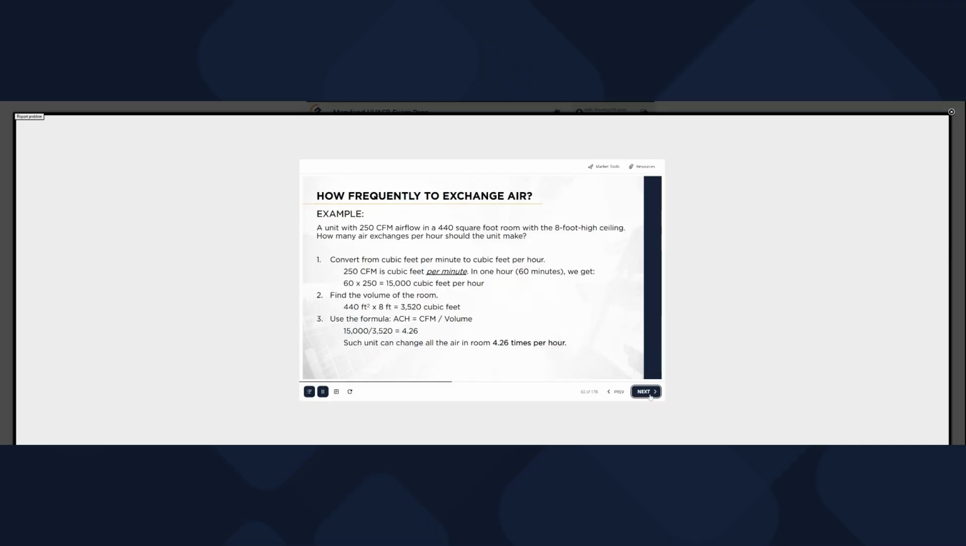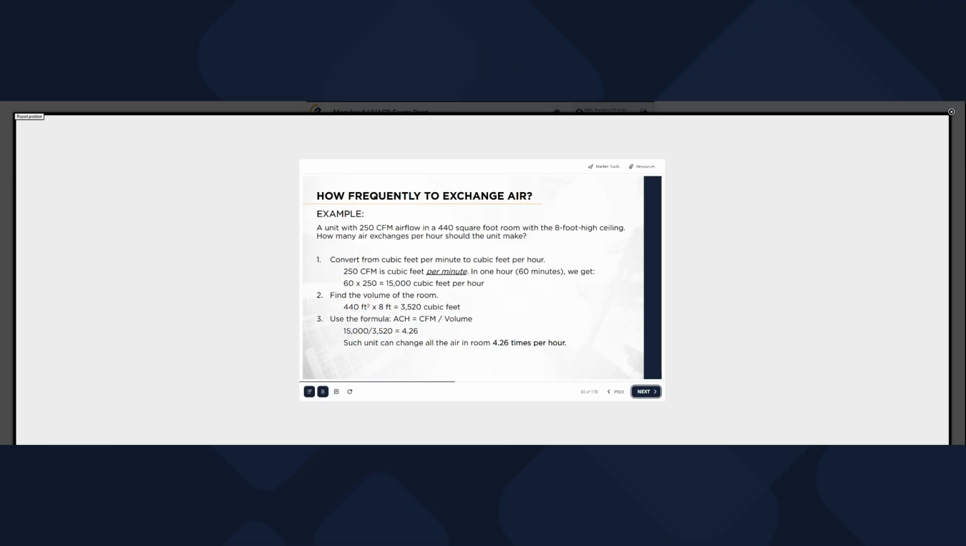Let's work through an example question. There is a unit with 250 CFM airflow in a 440 square foot room with an 8-foot high ceiling. How many air exchanges per hour should the unit make? Remember, the air changes per hour formula is CFM times 60 divided by volume. Step 1. Convert from cubic feet per minute to cubic feet per hour. 250 CFM is cubic feet per minute. In 1 hour, 60 minutes, we get 60 times 250 equals 15,000 cubic feet per hour.